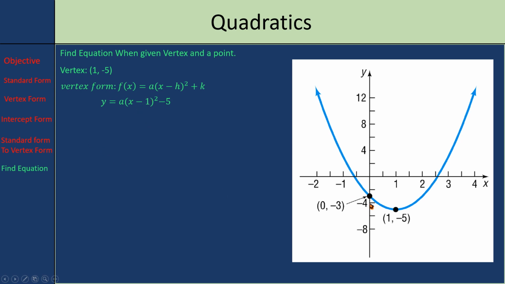All right. But I know this point is 0, negative 3, so all I do is plug in 0 for x, negative 3 for y, like that. 0 for x, negative 3 for y. And I solve for a. Basically, this is negative 1 squared, which is 1. 1 times a minus 5 is negative 3. So I add 5 to both sides. a is equal to 2. All right, so there you go. I plug that back into here. I have my vertex form. f of x is equal to 2 times x minus 1 squared minus 5.